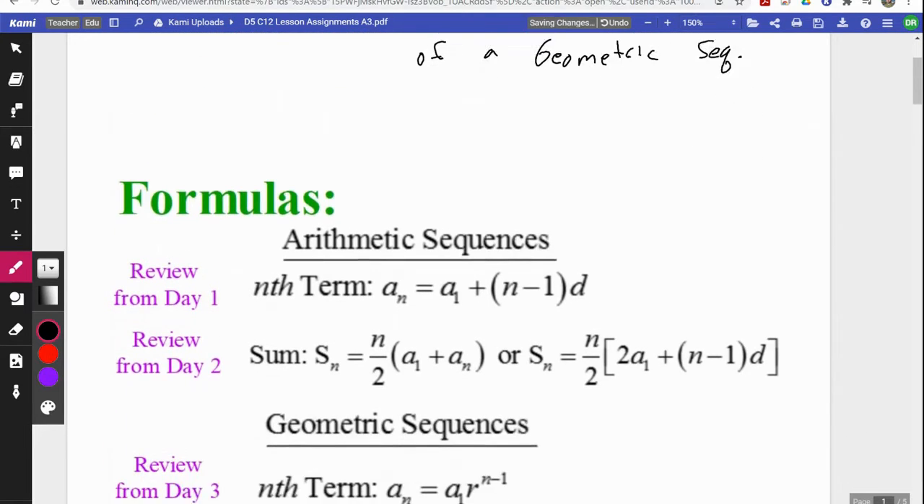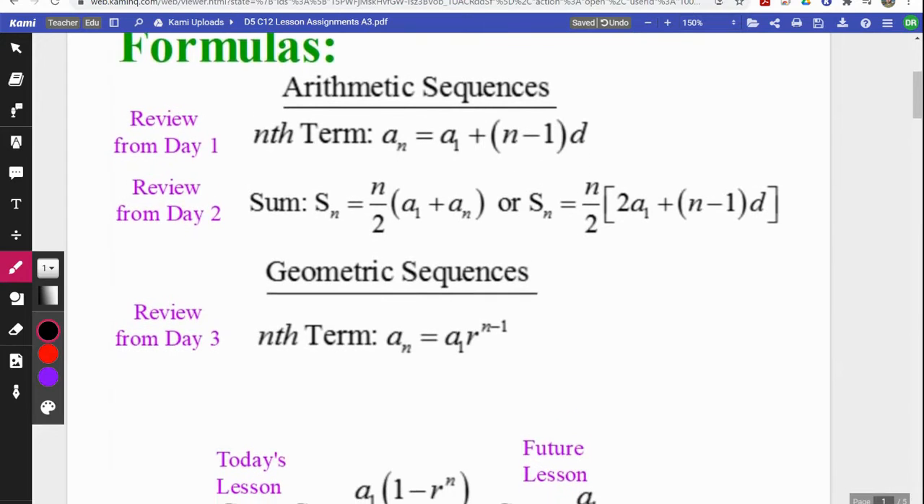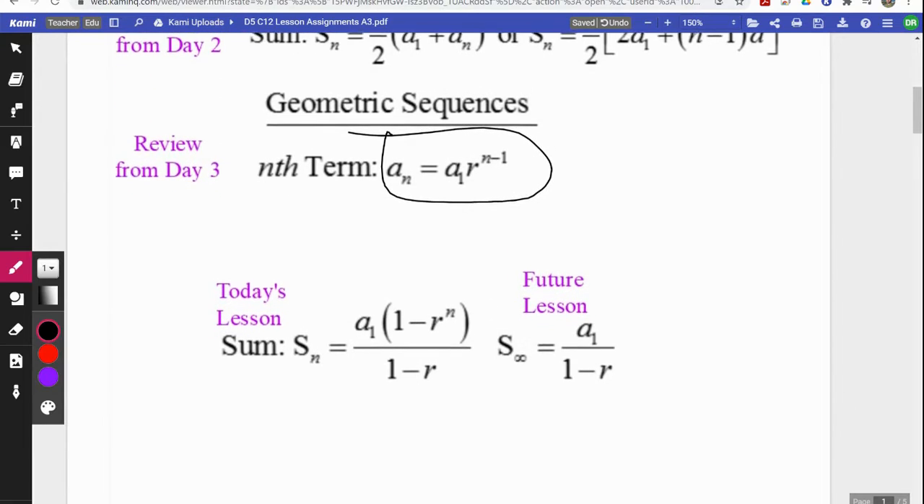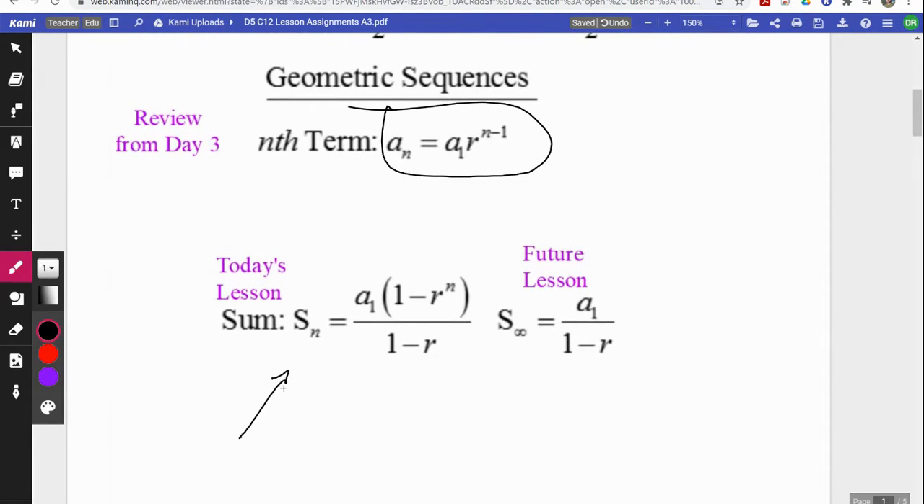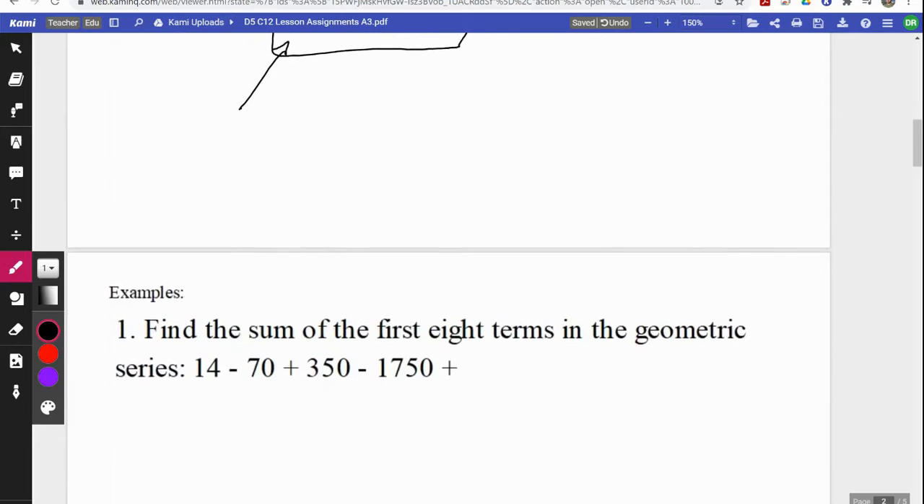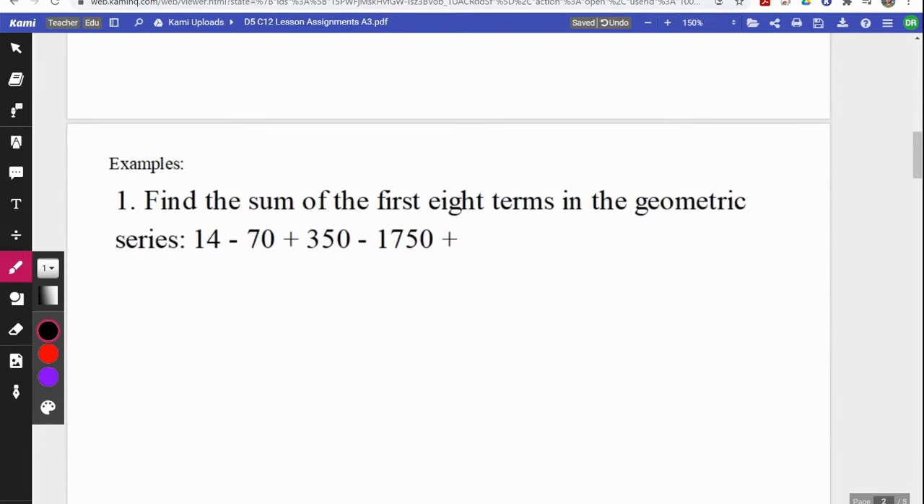Alright, so here are some formulas we've already done. Arithmetic sequences formula, and arithmetic series formula, which is the sum formulas, and we've done geometric sequence formula, which was day 4. So today it's the series, geometric series formula, which is this one right here, and later on we'll get to the sum of a geometric series formula if we're adding an infinite number of terms, which is kind of weird to think about. So here are some examples.